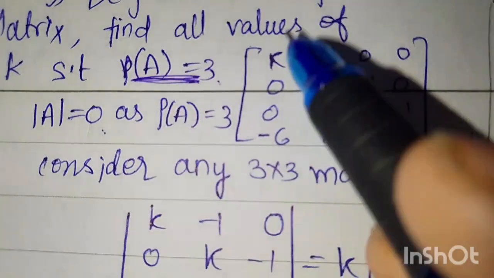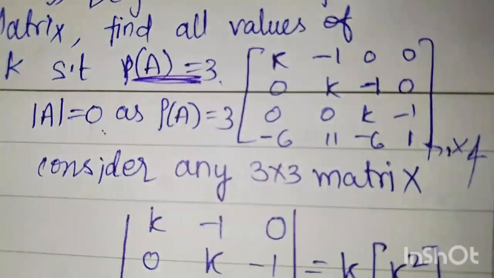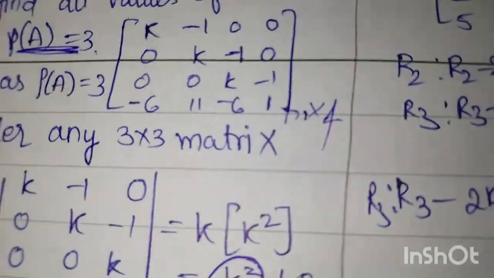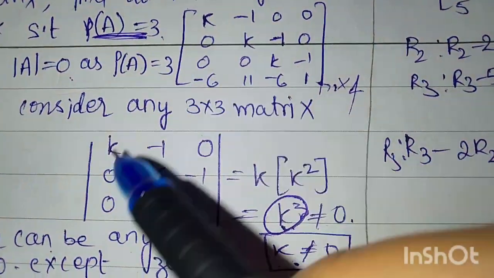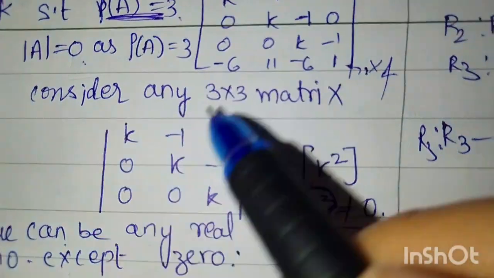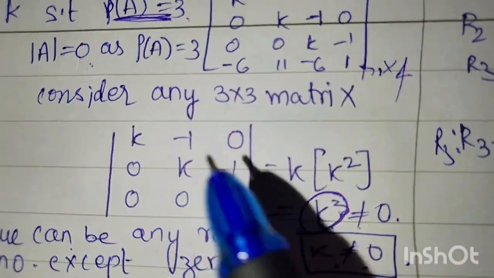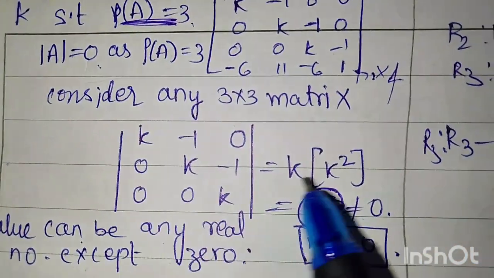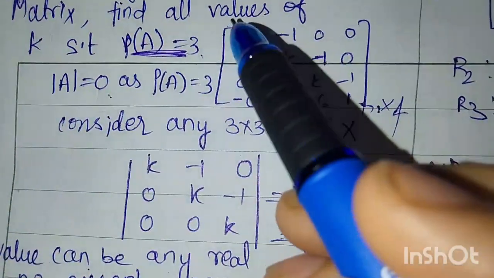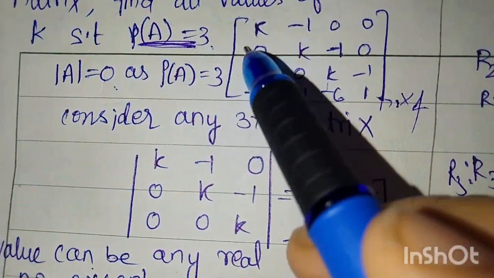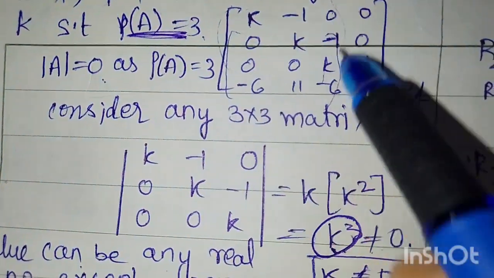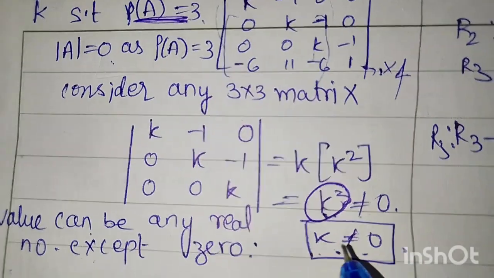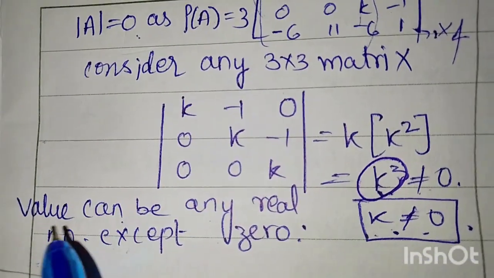That means I can rightly write that this minor is not equal to 0. Only if that is not equal to 0, then rank will be 3, right? So I got this. I took any one, you can take any 3 cross 3 minor. And then from not equal to 0, k is not equal to 0. That means value can be any real number except 0, like that.